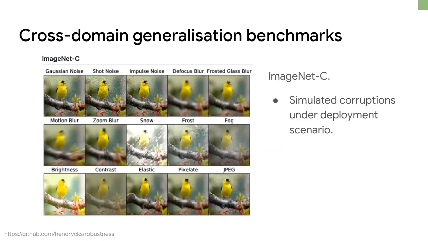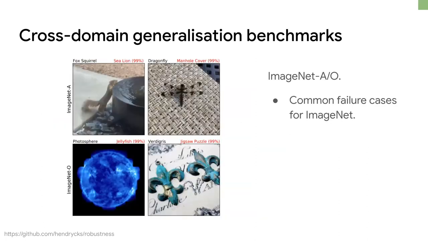There's ImageNet-C. So there are many ImageNet variants, actually. ImageNet-C is when you train on normal images, and then at test time, you have some simulated corruptions, like Gaussian noise or some blurring. ImageNet-A and ImageNet-O are also popular variations of ImageNet benchmarks, which are a collection of failure cases of ImageNet. So you're looking at very hard parts of the original distribution of ImageNet.